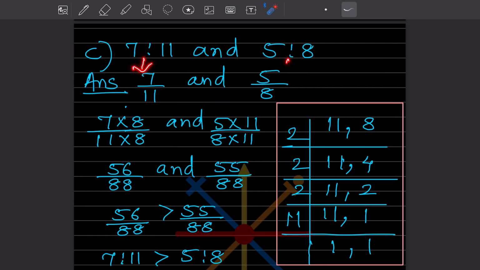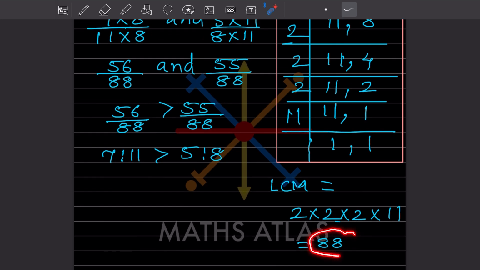7 by 11, 5 by 8. Look at the denominators. Take the LCM of it. 2 4s are 8, 11 as it is. 2 2s are 4, 11 as it is. 2 1s are 2, 11 as it is. And here 1 is there, 1 will be same. 11 1s are 11. So these are the factors. So what is that going to be? This will be 88. Just multiply all together. So 88 is the LCM.